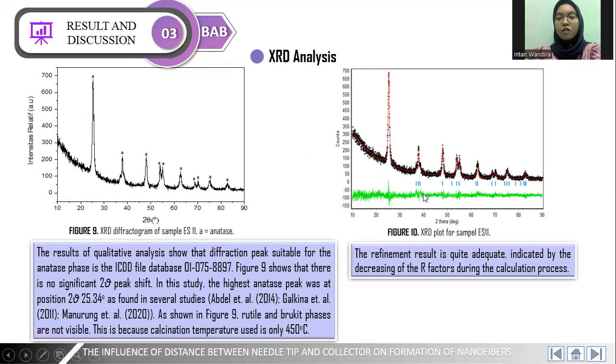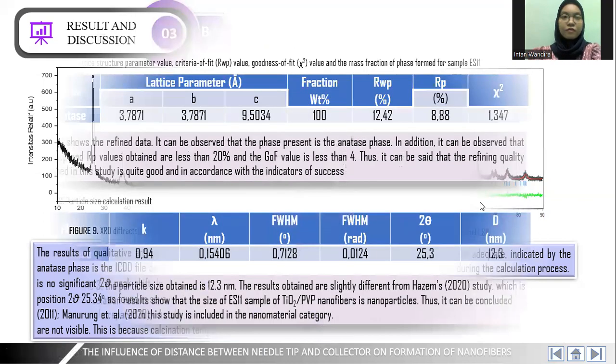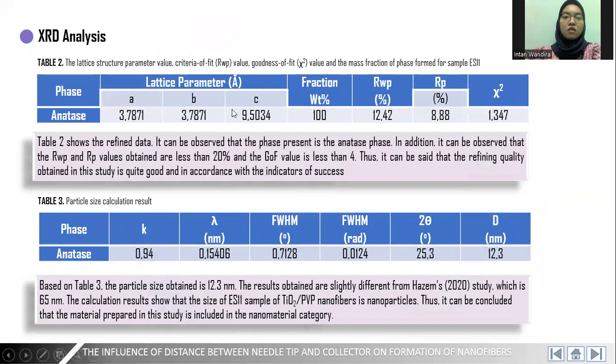The refinement result is quite adequate, indicated by the decreasing of the R factors during the calcination process. This is a table of the lattice structure parameter values, criteria of fit values, goodness of fit values, and the mass fraction of the phase formed for sample ES11.